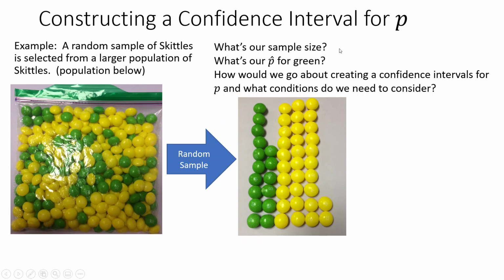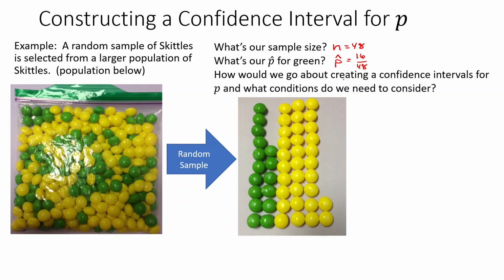What's our sample size here? So we took a random sample from this bag. In fact, just about any sample we would close our eyes and take would be a random sample. If we count how many Skittles we have, the big ones are 10, there's 6 plus 2, so this would be our sample size. Our n is 48. What's our p hat for green? The proportion that are green is 10 plus 6, so that'd be 16 out of 48. We can divide that to get a decimal, or we can just leave it as 16 out of 48.